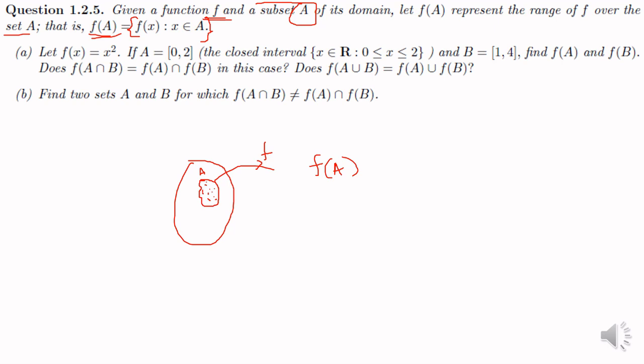Now part A, you are given f of x is equal to x square and A is equal to closed interval 0 2, B is equal to closed interval 1 4. You have to find f of A and f of B, and you have to check whether f of A intersection B is equal to f of A intersection f of B in this case. And also you have to check whether f of A union B is equal to f of A union f of B in this case. Now the part B, find two sets A and B for which f of A intersection B is not equal to f of A intersection f of B.